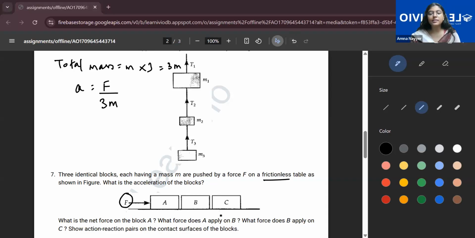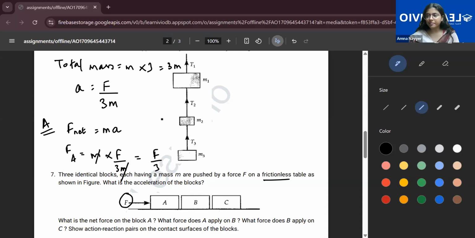Then how will you answer this? How will you calculate the net force on block A? We'll say net force is equal to mass into acceleration. Right now the net force acting is F. So F net is equal to m times a. What is the mass? Mass is m. What is the acceleration? F by 3m. The m will be cancelled. Will we get F by 3 here?